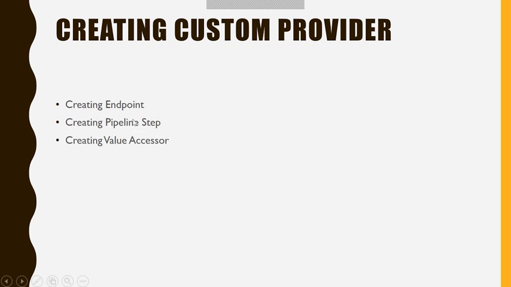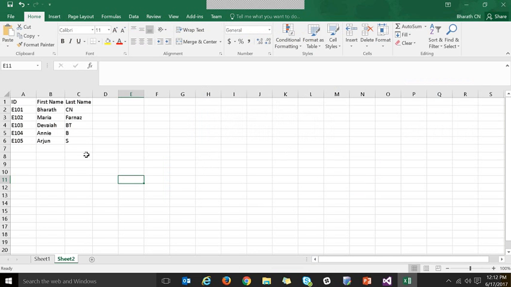And in the pipeline step, here I'll read the actual data. In this place we'll be writing my logic to read the data from the Excel file. And the value accessor is a component that associates a value reader with the value accessor. For example, I can show you like this. I have three fields over here: ID, first name, and the last name.